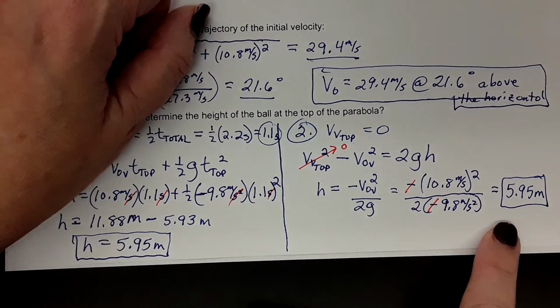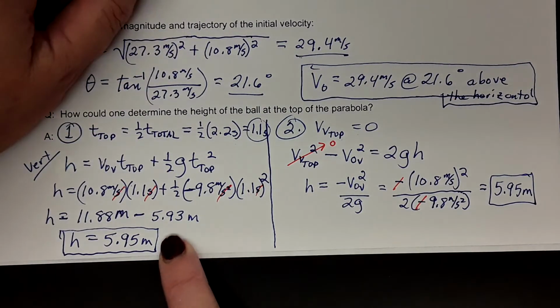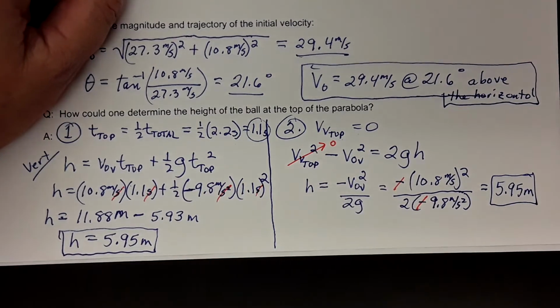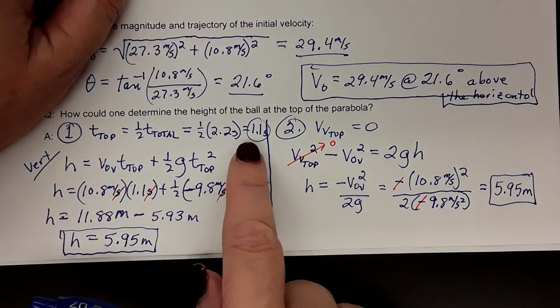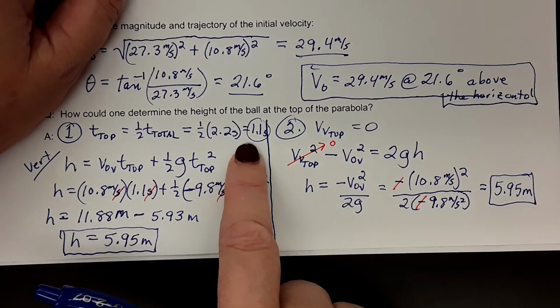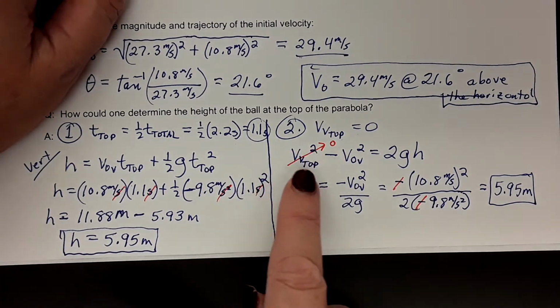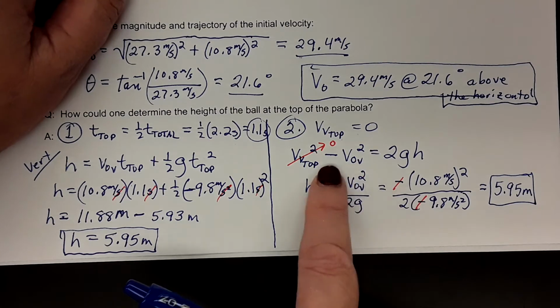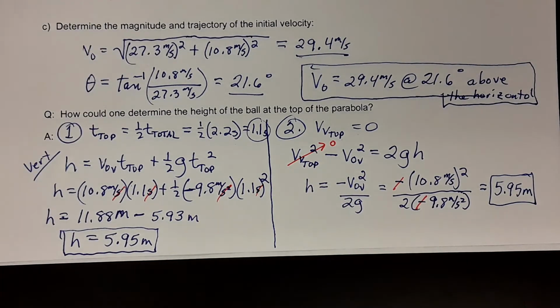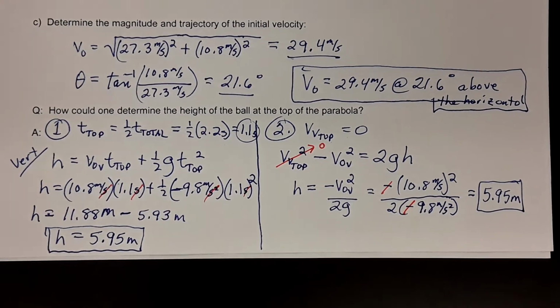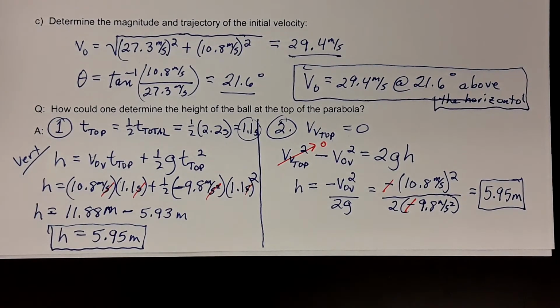So look, 5.95, 5.95. Both are accurate descriptions, albeit different descriptions of the same motion. And it is your choice which one you would like to use. You can use the time to get to the top, which is half the total time, or you can use the fact that it starts with its initial velocity and slows down to a stop at the top in the alternate equation. Either one is correct. You just have to make sure you use it properly, okay?